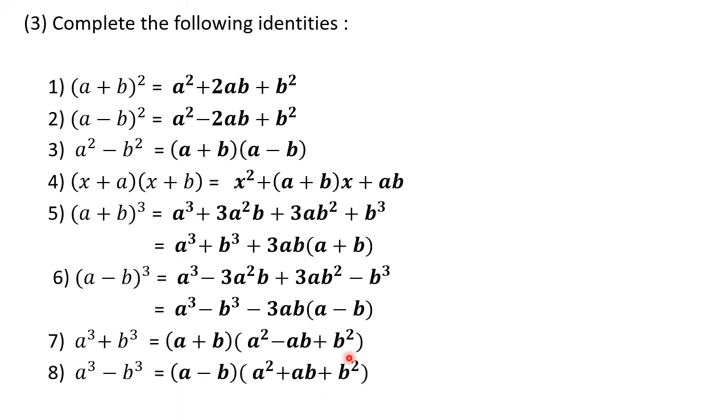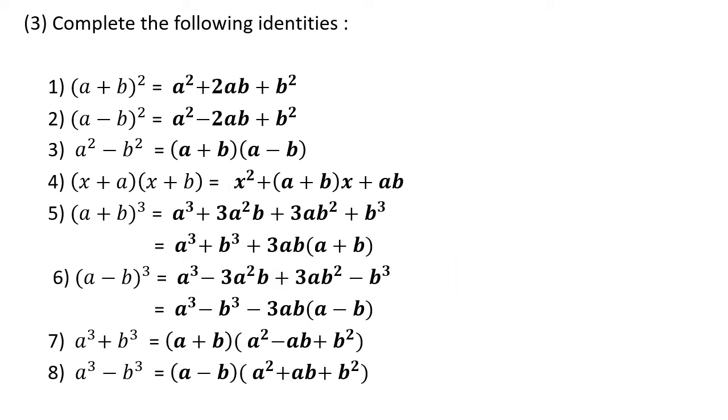Similarly, you have the eighth one, which is a cube minus b cube. Here you have a minus b in the first bracket, and in the second bracket a square plus ab plus b square. So here also these expansions are similar, only you have to note the change. For plus, in the first bracket the same sign is there, but in the second bracket the sign of the middle term is negative. Opposite to that, if you have minus here, then the sign of the middle term in the second bracket is positive. So this way you have to keep all these identities in mind.